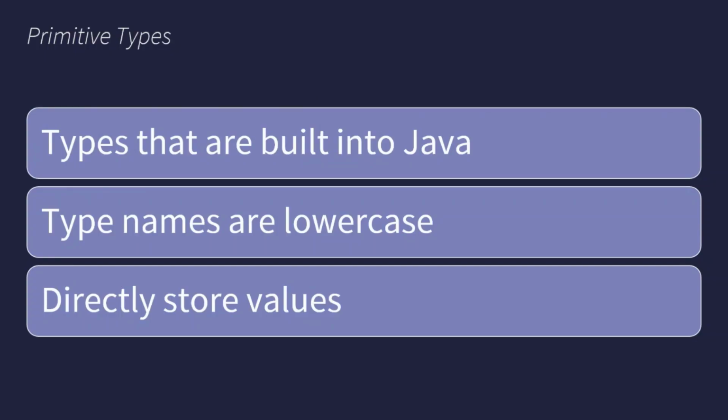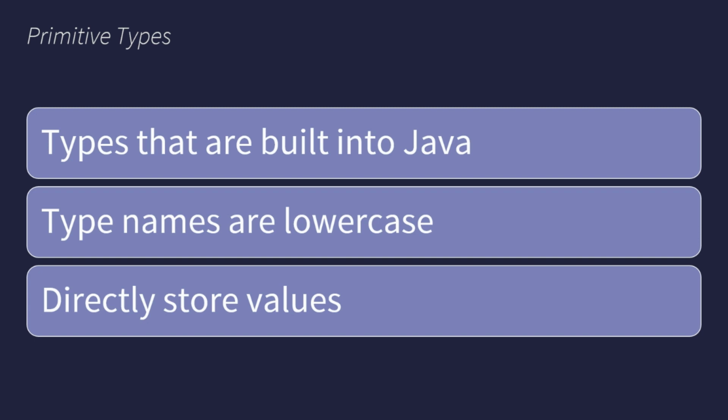In Java, there's two different types of types. You've got primitive types and you've got reference types. Reference types will be stuff like strings, arrays, and stuff that you can create yourself. However, they're more complicated and we'll get to them in a future video. This video is going to cover primitive types.